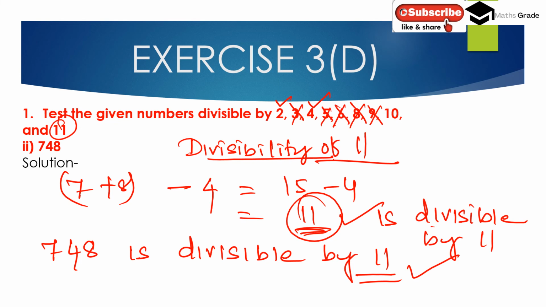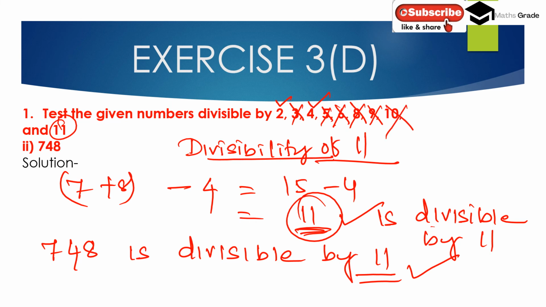Now is this number divisible by 10 or not? The number is divisible by 10 if it is divisible by both 2 and 5. Here 748 is divisible by 2 because the unit place digit is 8. But it is not divisible by 5 because the unit place digit is 8, which is neither 0 nor 5. So 748 is divisible by 2, but not by 5, so it is not divisible by 10.